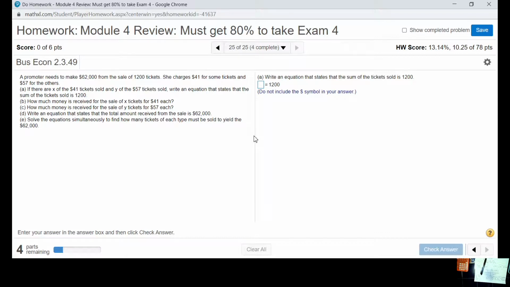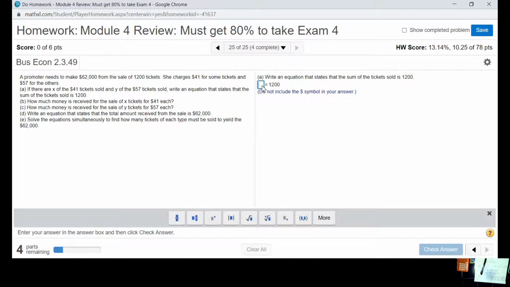Now, if you look at part A, it doesn't say the dollar amount. It just says the sum of the tickets sold. And if you look at the top, it just says there's 1,200 tickets. So the X and Y are counting the tickets. So again, this is where we just do X plus Y equals the total number of tickets. Okay.